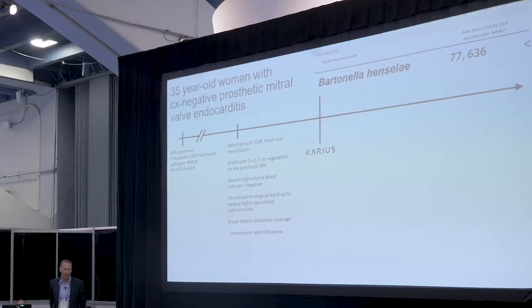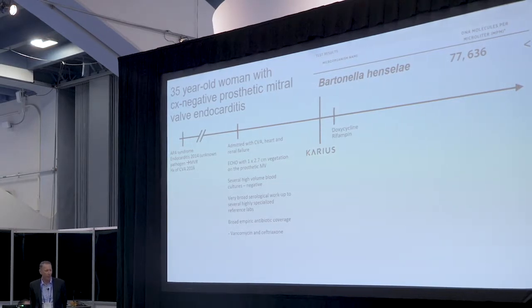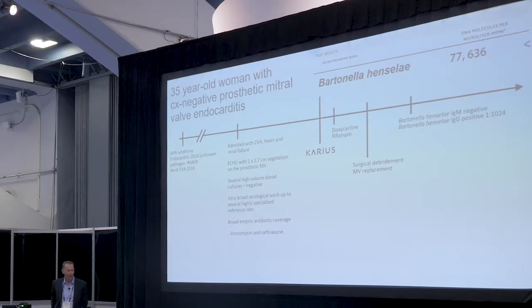And I got a call that, hey, listen, we have Bartonella detected on the Karius testing. So we changed the antibiotics to more appropriate antibiotics. We had to use doxycycline and rifampin; we couldn't really use gentamicin because of her renal function. And she ended up going for surgical debridement and had her MVR.